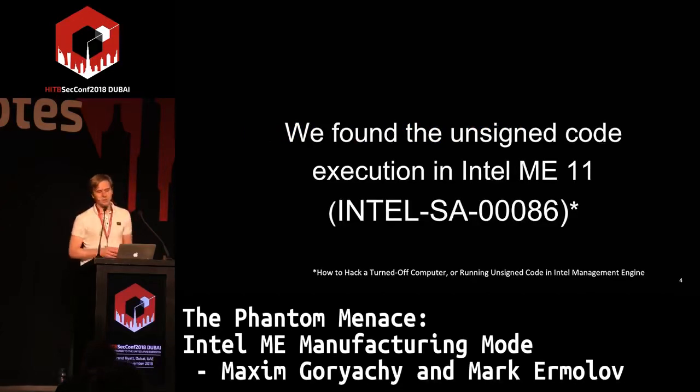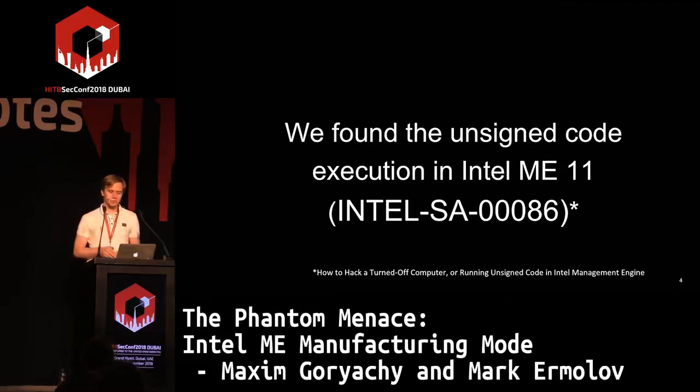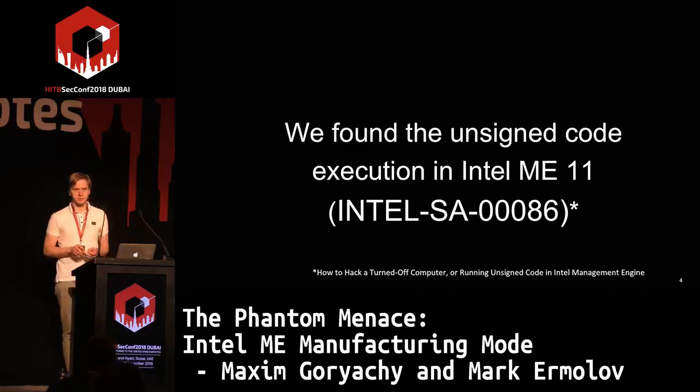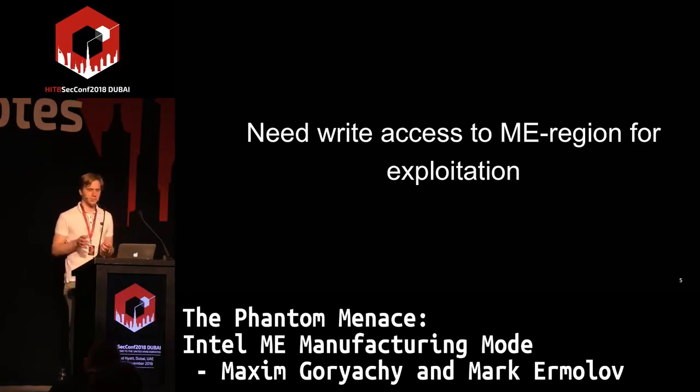As you probably know, we found a bug which allows to execute unsigned code in Intel ME version 11. It is called Intel SA-00086. And this vulnerability has a small restriction. For successful exploitation of the vulnerability, there is one precondition: an attacker must have write access to the ME region of the SPI flash chip.